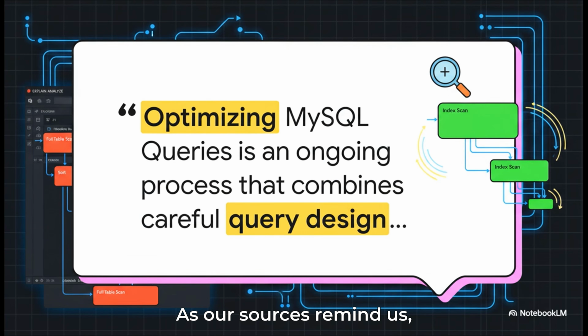As our sources remind us, optimizing a database isn't some one-time magic trick. It's an ongoing, methodical process. It takes careful design and strategic indexing. But with tools like EXPLAIN ANALYZE and the visual Explain flowchart in MySQL Workbench, that entire process becomes incredibly accessible. You're no longer flying blind.